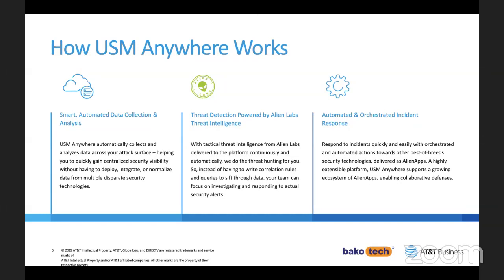The third part is automated and orchestrated incident response. USM Anywhere has its own apps, called Alien Apps. They are like additional apps inside the USM Anywhere system. They are included in the license, so you don't need to pay for them. You only need to choose the type of license that will cover all your needs in these Alien Apps. So with these Alien Apps, USM Anywhere helps its users automate and orchestrate security events.